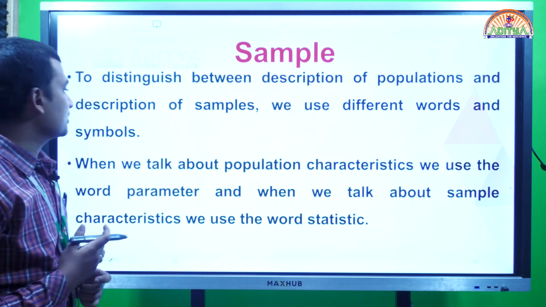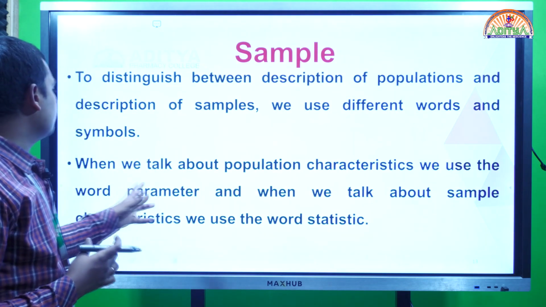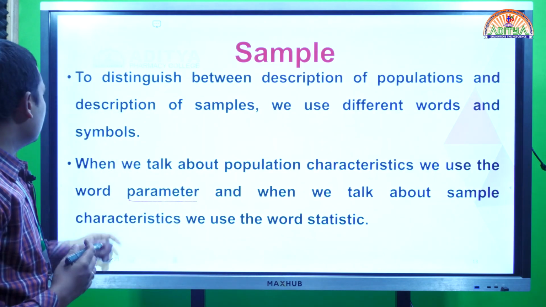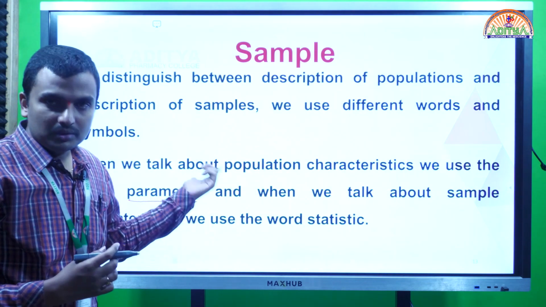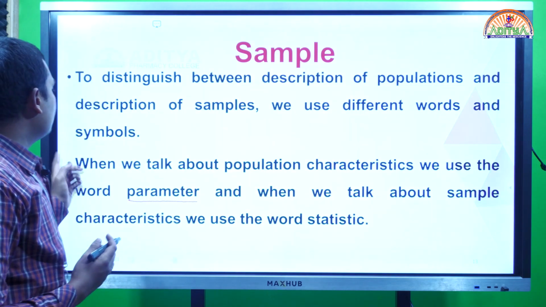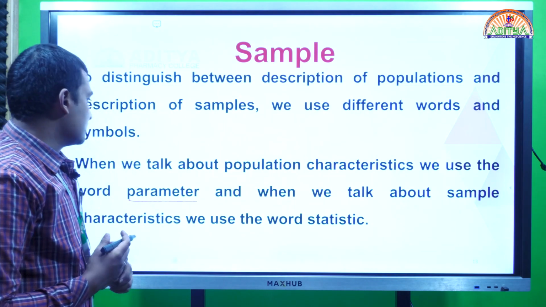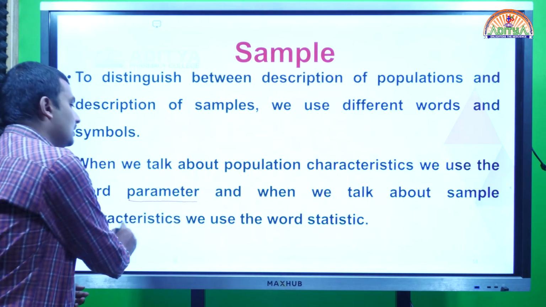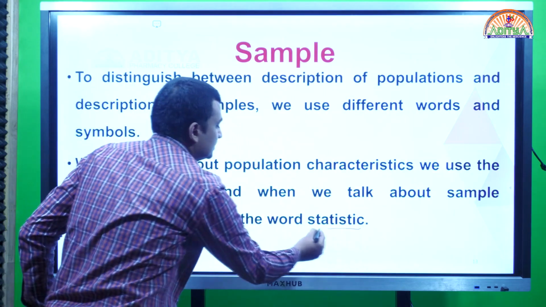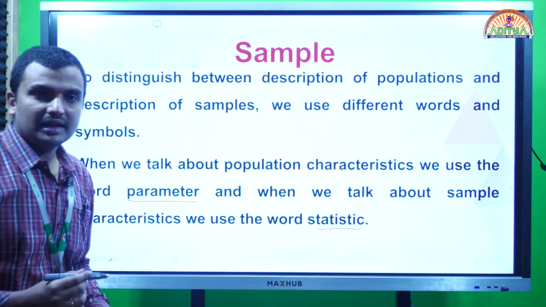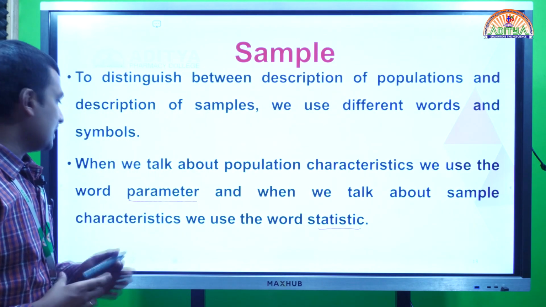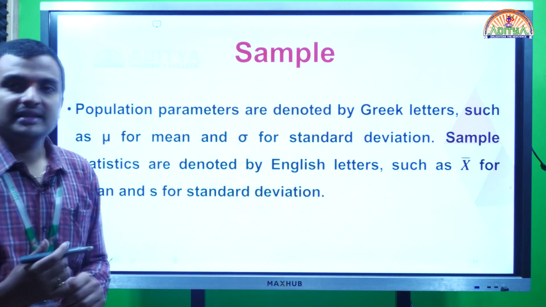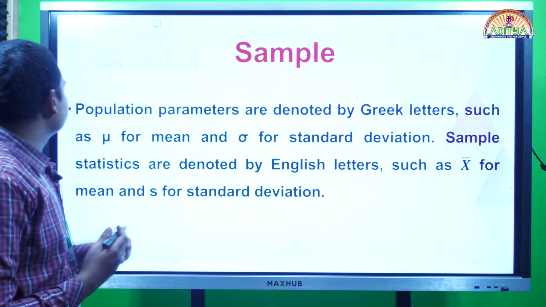And when we talk about the population characteristics, we use the word parameter. This is very important, about which we are going to discuss in the coming slides. When we talk about the population characteristics, we use the word parameter, and when we talk about the sample, we use the term statistic. The statistic and the parameter are the two important terms we use to define the population or sample.